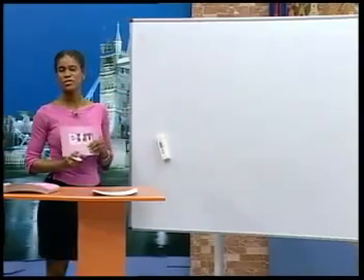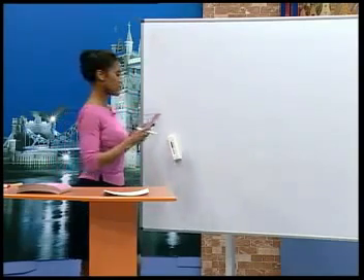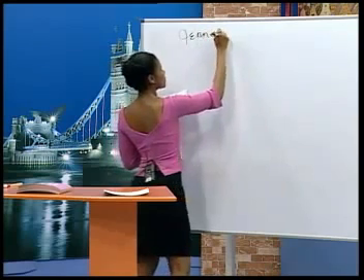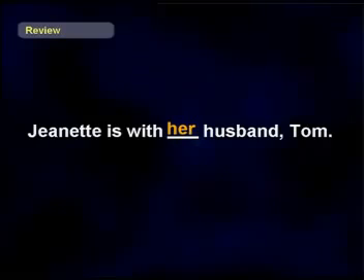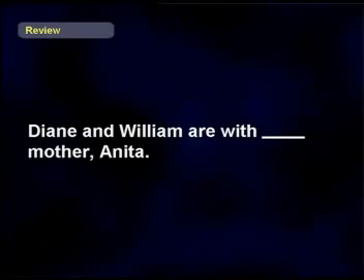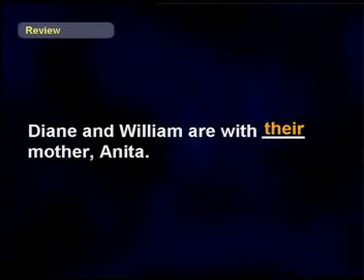Now, let's look at some examples using possessive adjectives. Okay, complete the sentences with possessive adjectives. Okay, Alberto, this is your sentence. Jeanette is with husband Tom. Can you please complete this sentence? Jeanette is with her husband, Tom. Diane and William are with mother, Anita. This is Anna's. Diane and William are with their mother, Anita. Good.